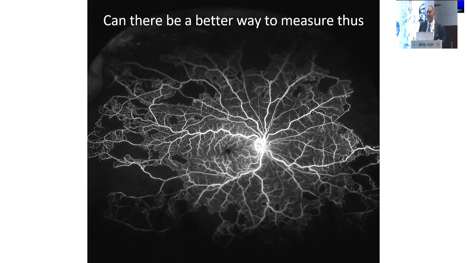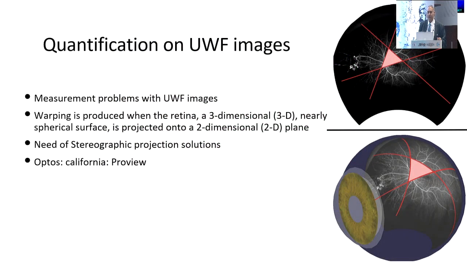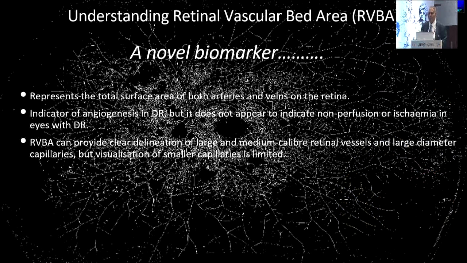Is there any better way we can measure these non-perfusion areas? People have used grids, and the grids were a problem because of peripheral warping. However, the newer Optos machines, California, have ProView, which compensates for this peripheral warping. You don't need additional software, and you can use these grids to measure the area of non-perfusion.